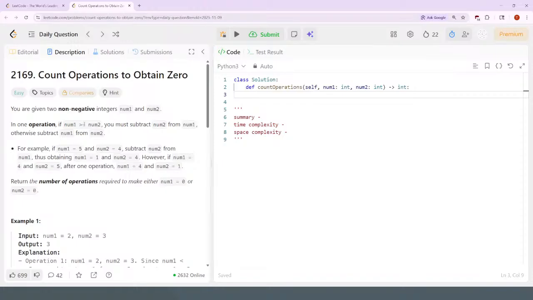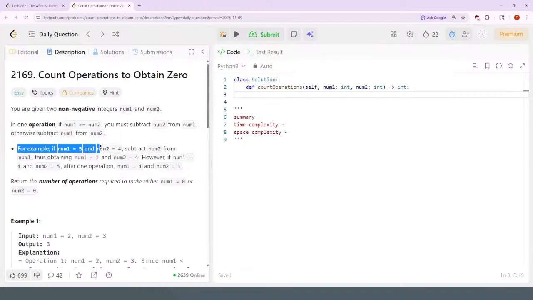In one operation, if the first number is bigger than or equal to the second number, you can subtract num2 from num1. Okay, so that makes the first one smaller. Otherwise, subtract num1 from num2. Sounds like Euclidean factorization, something, greatest common factor.